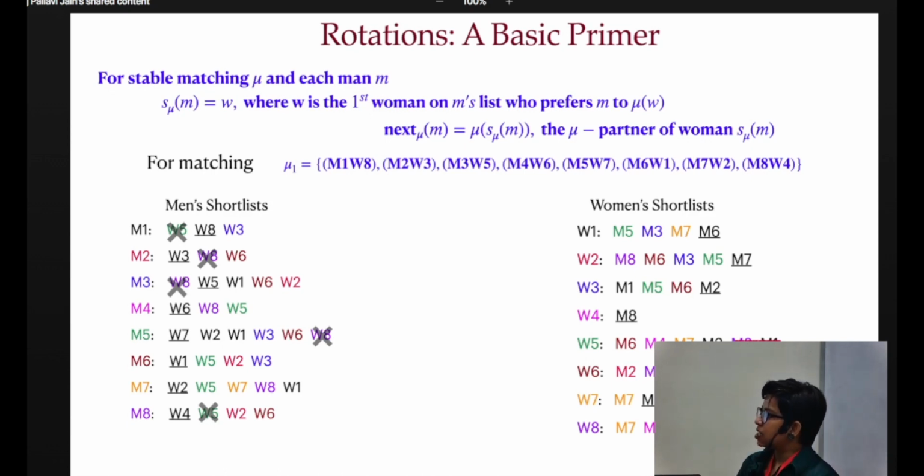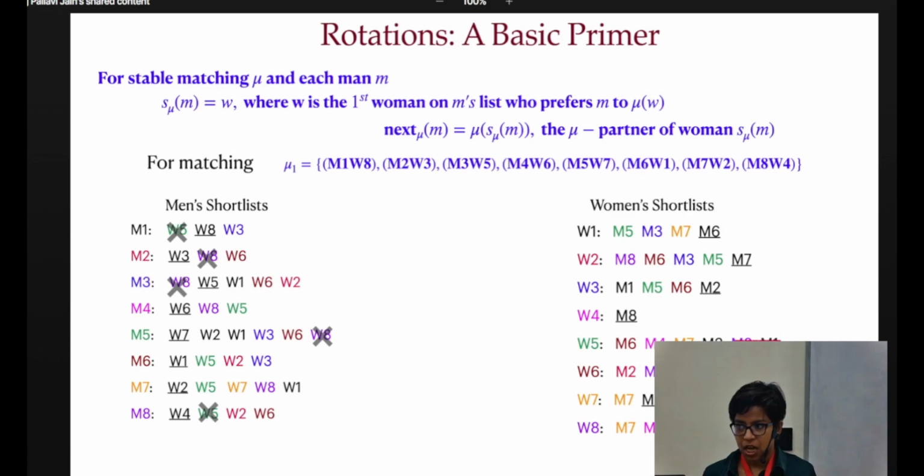Okay? For a given stable matching mu, for each man M, we define two functions with respect to this matching mu. One is the successor function and another is the next function. S is the successor function. Okay? So each man M looks at his preference list and sees the first woman who is behind his, who is less preferred than his current partner in the matching mu, but who prefers him to her current partner.